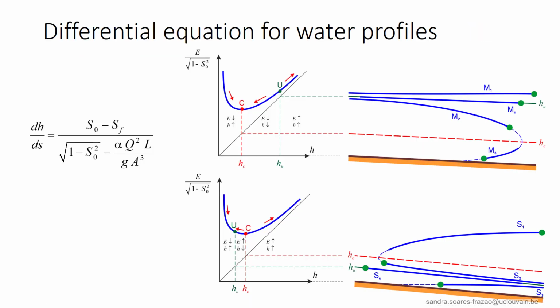In the previous lessons, we have analyzed the different possible solutions to the differential equation for the water profile. We will now see how to solve this equation numerically to calculate the water depth at different locations, by considering first the case of a prismatic channel and then the extension to non-prismatic channels and natural rivers.